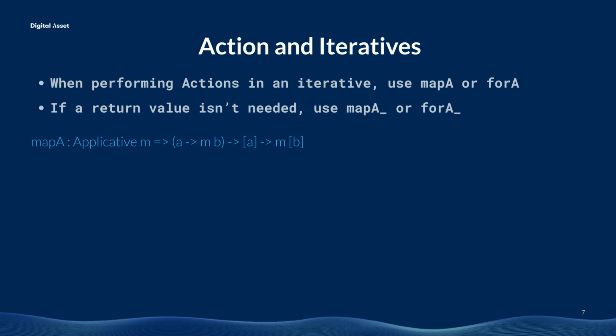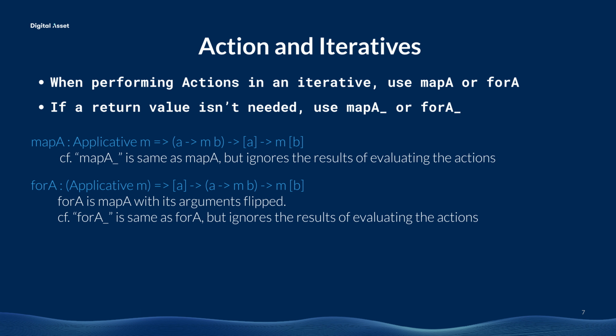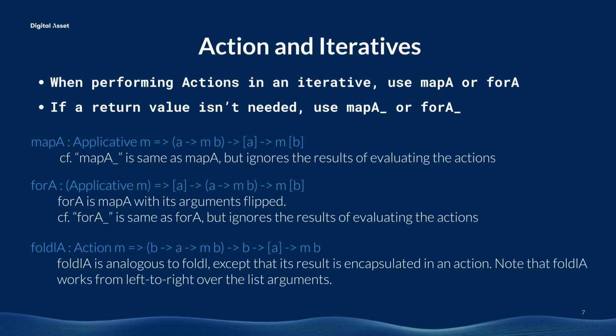In addition to map_a, there are other iteratives that you can use for mapping actions over a list. There is for a, which is map_a with its arguments flipped. There are also map_a and for a with an underscore, in case you want to perform actions while you're not concerned with the results of evaluating the actions. There's also fold_la, which works similarly to the regular fold_l, except fold_la is used for performing actions.